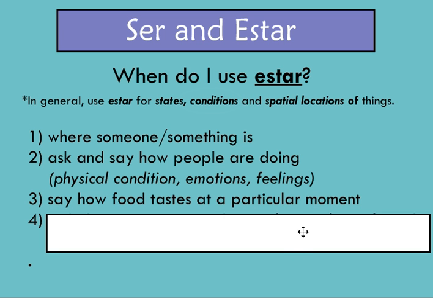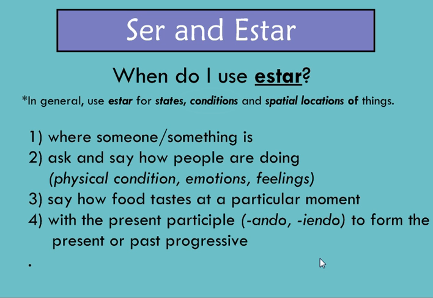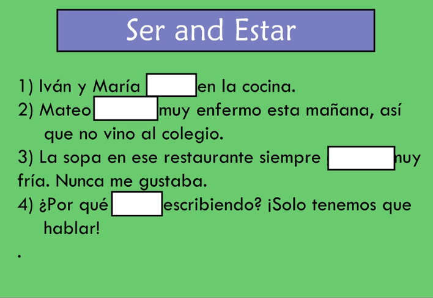And our last use is with the present participle to form a progressive tense. So if you put estar in the present tense, it's the present progressive. If you put it in the imperfect, it's the past progressive, and we'll do a couple examples of those. All right, let's give it a try. So pause the video and fill in the form of estar that's being covered by the white box here, and make sure you're paying attention to tense.